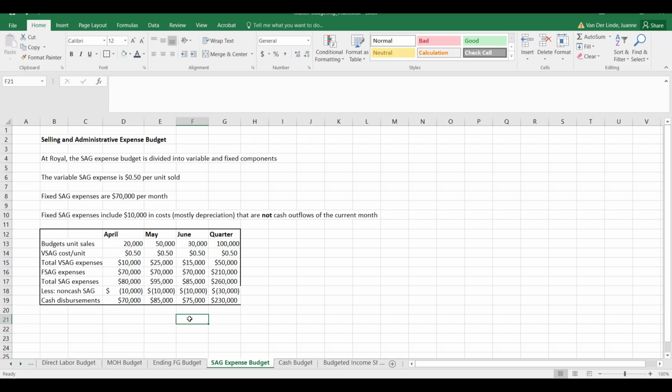So that's basically how you set up a selling and administrative expense budget. Next, we'll put everything together to set up our cash budget.